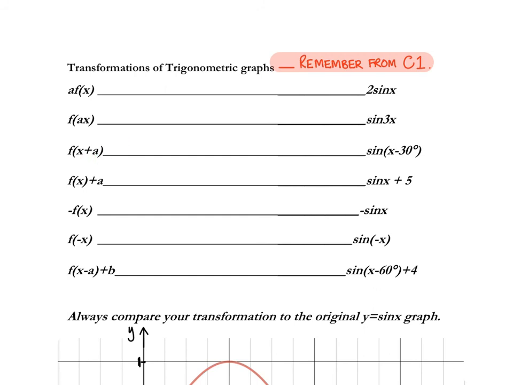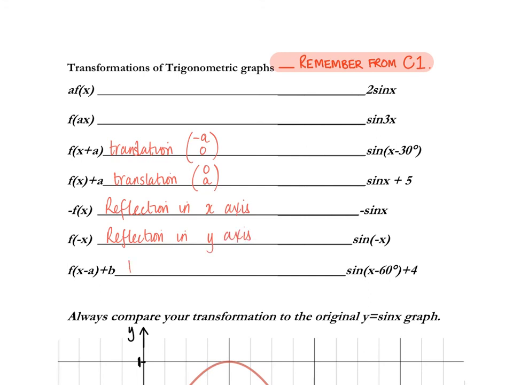Transformation, and you know that should be a translation rather, of minus a, 0. This one is a translation of 0, a. This is a reflection in the which axis? I change the sign of y, so it must be in the x-axis. This is a reflection in the y-axis, and this is a translation.